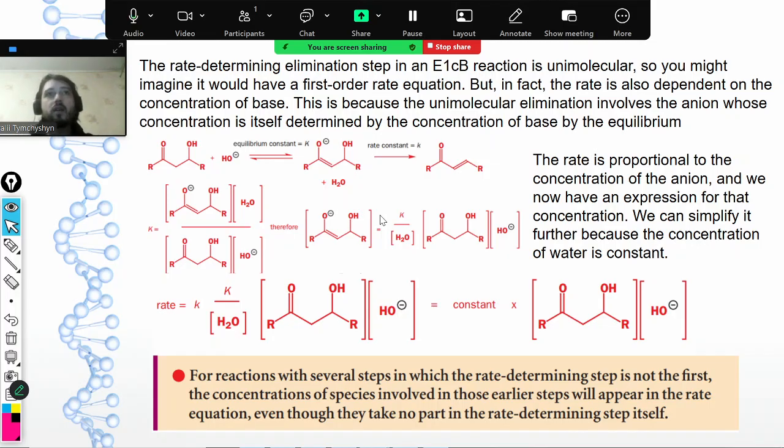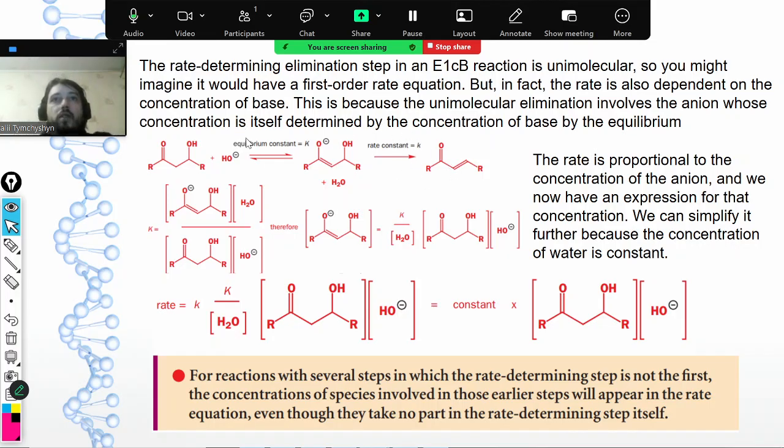We are putting our initial substrates, initial chemicals, so we should use concentrations of those chemicals to define the overall equation, and that's why if we express the concentration of the intermediate through those initial chemicals, we get a slightly different equation. So here is an example of how we derive that.